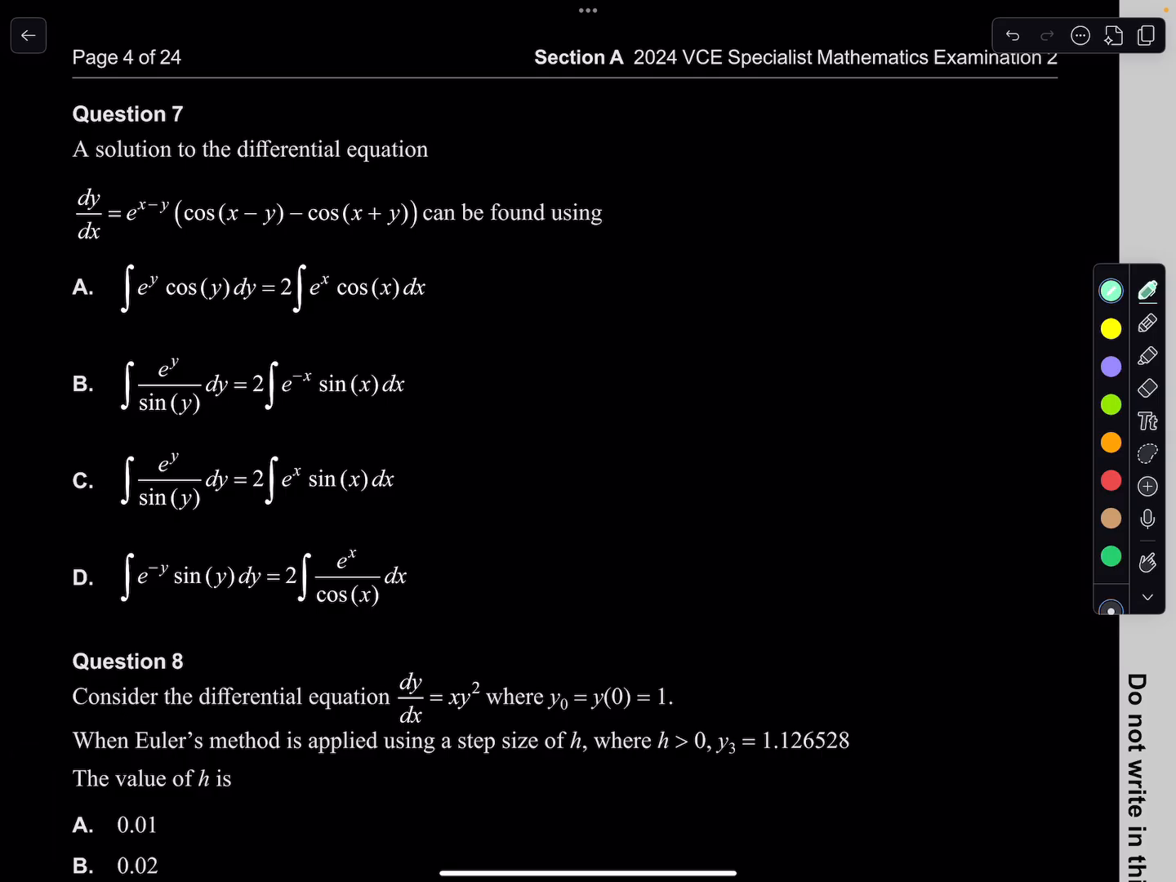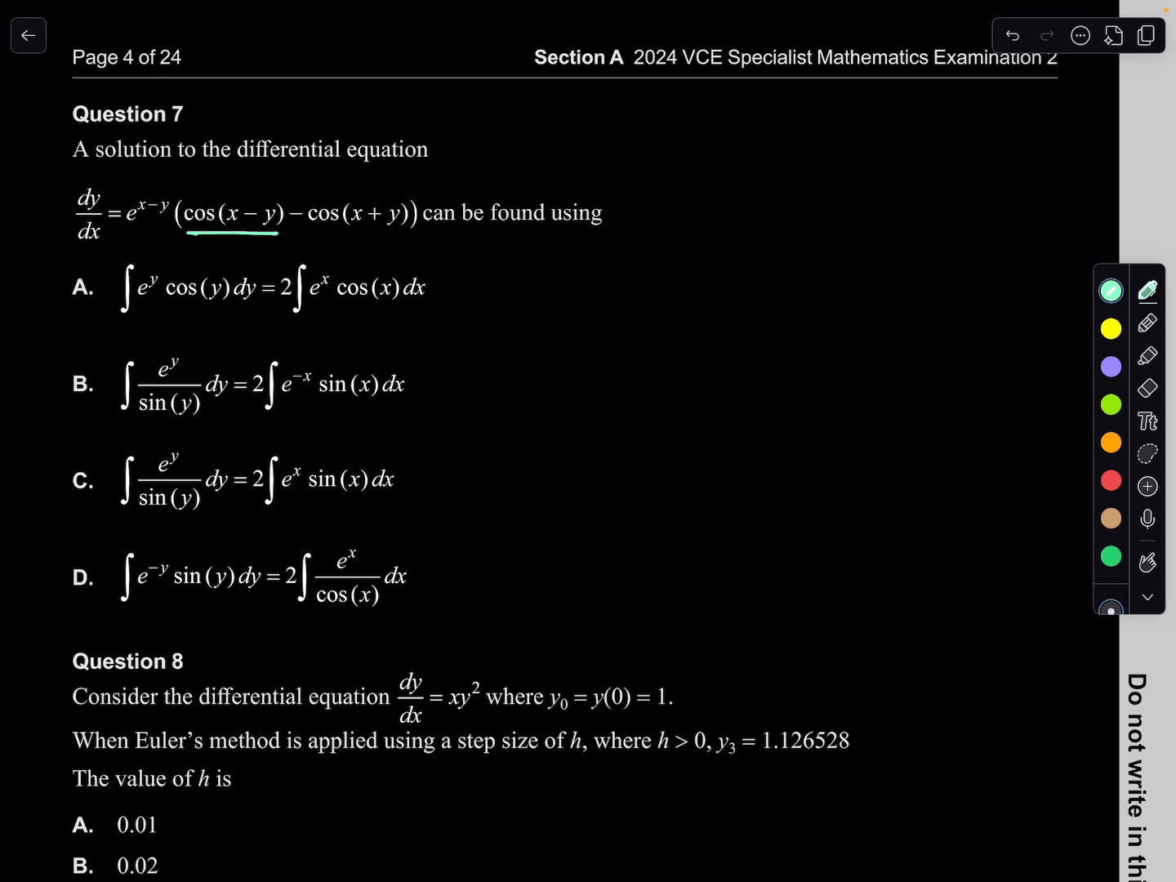Next question, question 7. A solution to this differential equation, dy/dx, we got that. So we have x and y, so we'll probably have to use separation of variables. cos(x minus y) minus cos(x plus y) can be found using what? Okay, and then all of these are just separated. So what we have to do here 100% is use your compound angle formulas. We have to actually simplify them.